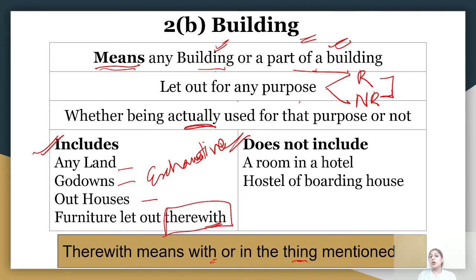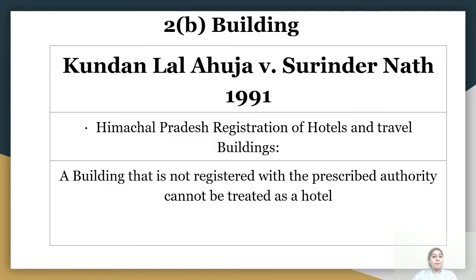So the exception is also provided that it would not include a room in a hotel or a hostel or a boarding house. तो ये जो room in a hotel है, इसको लेके हिमाचल प्रदेश government is very strict. Reason being, we have a case law. Kundan Lal Ahuja versus Surendra Nath, back in the year 1991 itself, the Himachal Pradesh government made it clear. So the decision was that in case there is a building that is not registered within the prescribed authority, it cannot be treated as a hotel.